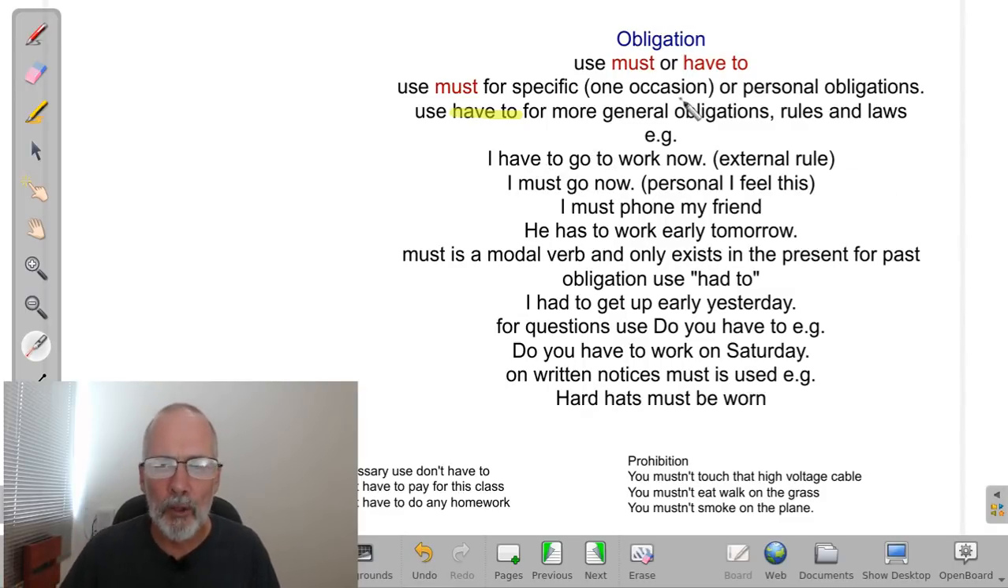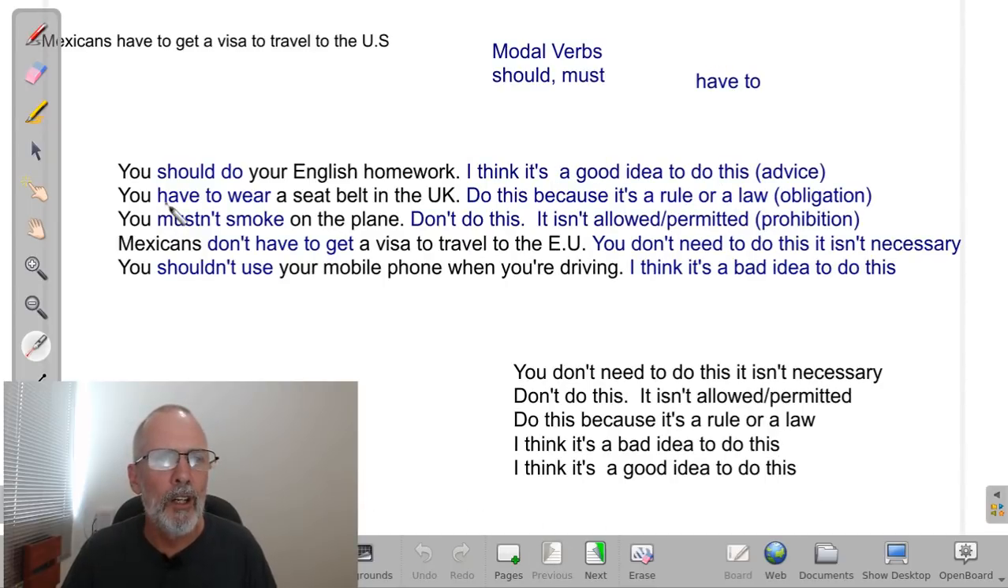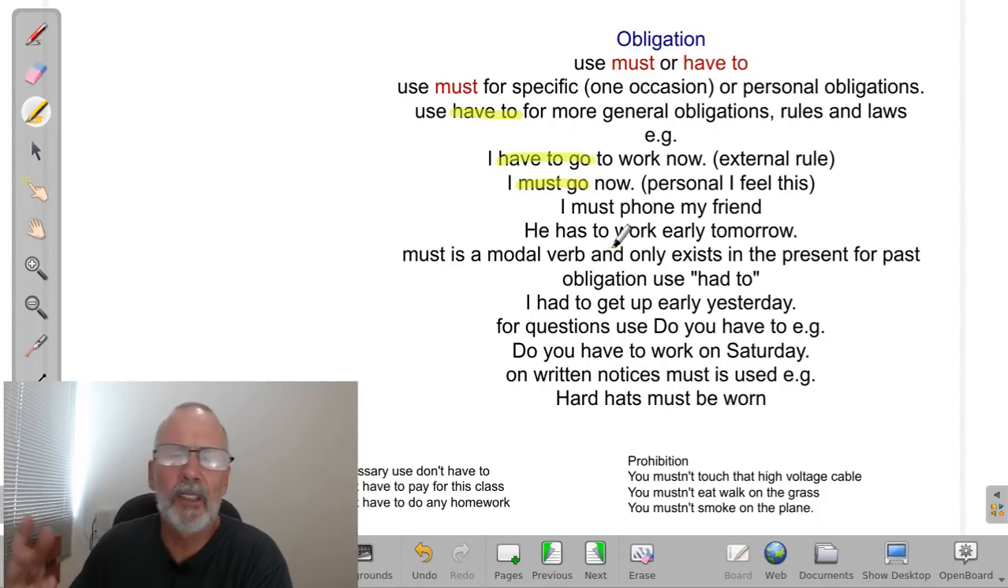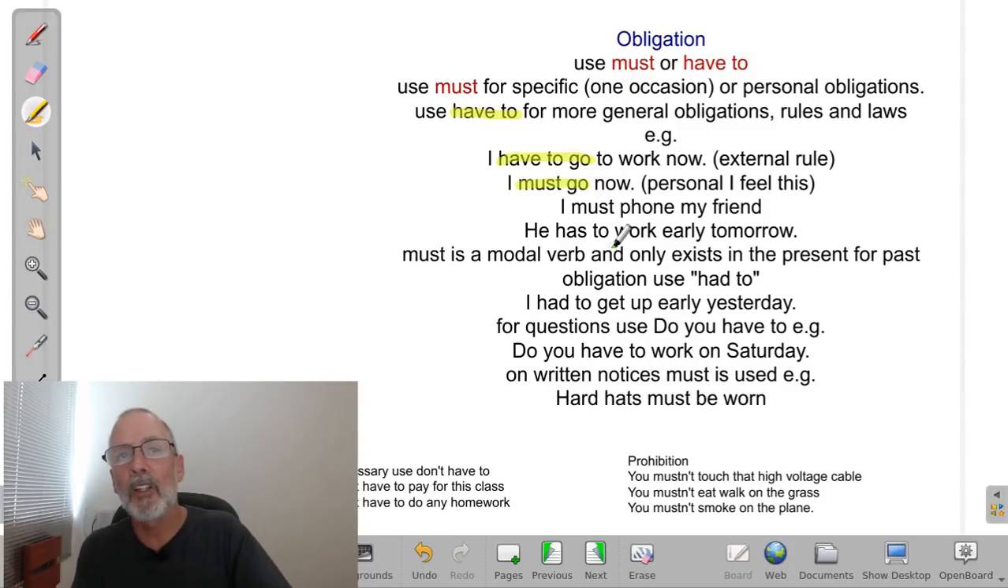The example that we saw on the previous page was you have to wear a seatbelt. It's a law. It's external. And the example with must here is, we have must go. It's just like, for example, if you're talking to a friend and you look at your watch and you say, oh, is that the time? I must go. You want to end the conversation.